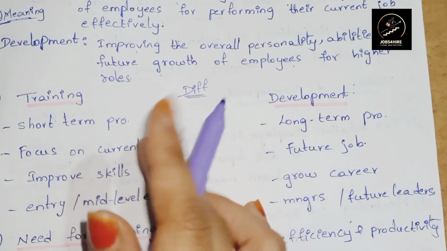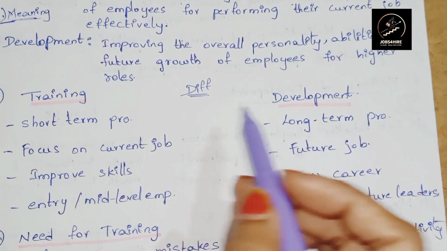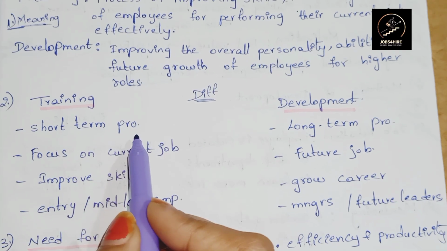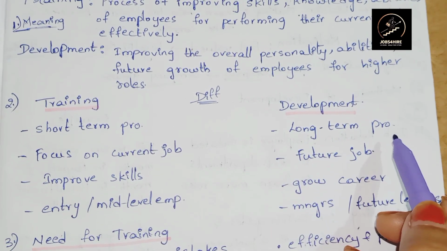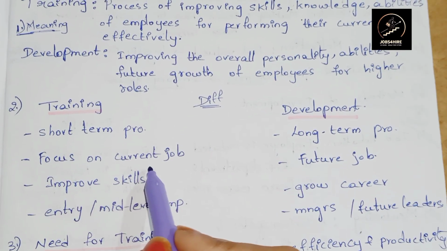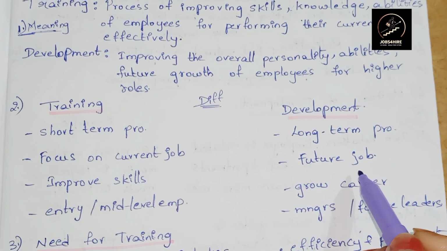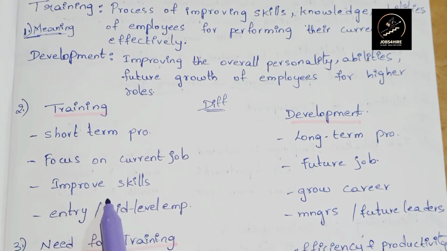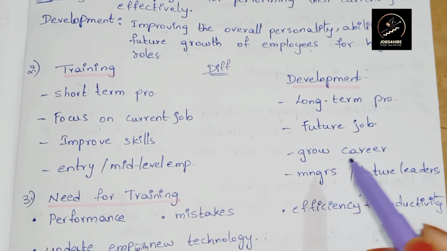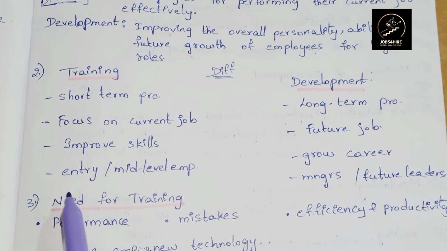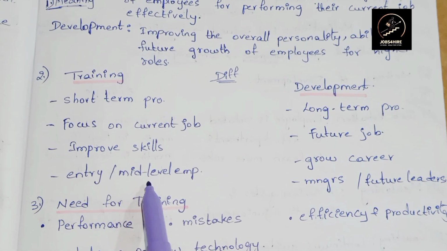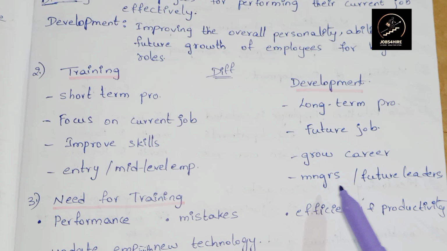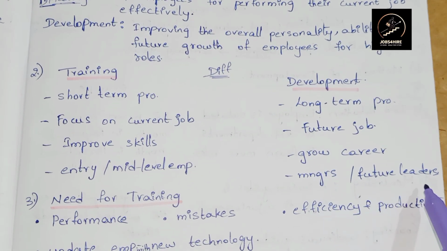Let us see the difference between training and development. Training is a short-term process, development is a long-term process. Training focuses on the current job, development focuses on the future job. Training improves skills, development helps grow a career. Training is for entry-level or mid-level employees. Development is for managers or future leaders.